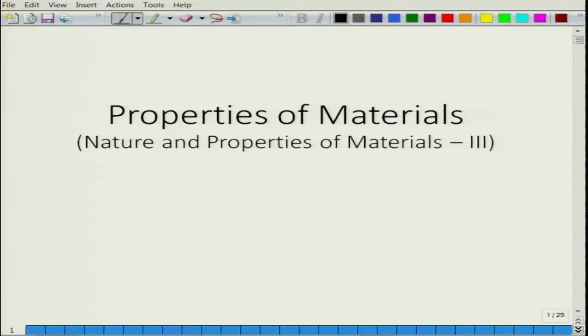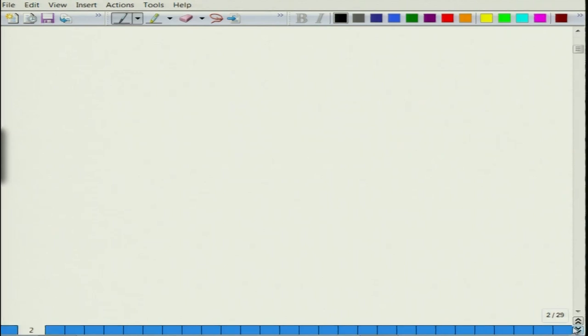So welcome again to the new lecture on properties of materials. And let's just briefly recap what we did in the last lecture. So in the last lecture, we started discussion on elastic behavior of materials.